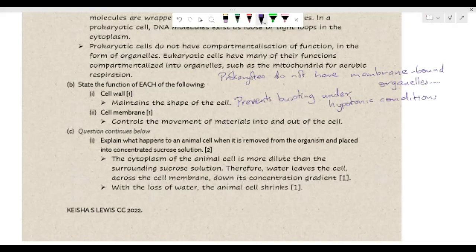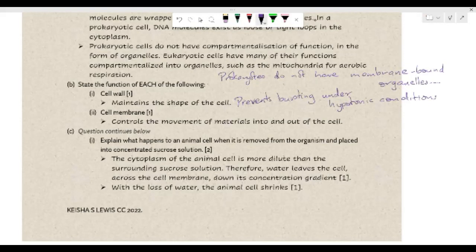So as we know in plant cells, the cell wall prevents the cell from bursting, from being so filled up with water that it expands until it bursts, right? That happens to the animal cell. That does not happen to the plant cell because of the presence of the cell wall, right? And then we have the cell membrane, and the main role of the cell membrane is just to control what moves into and out of the cell, right? It controls the movement of materials into and out of the cell.